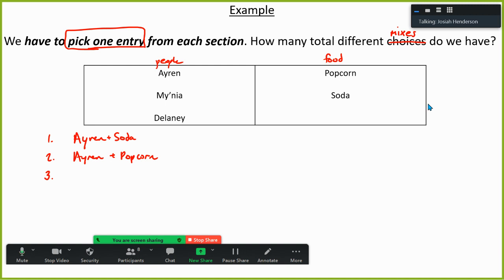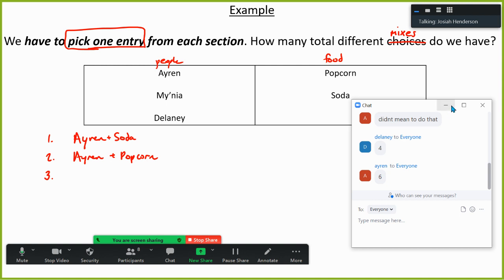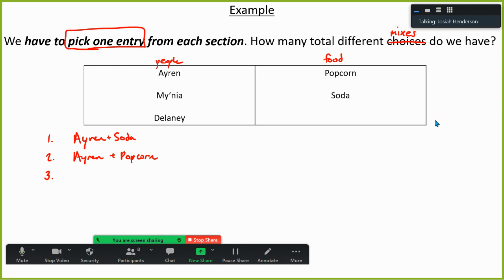I started with a smaller example with 3 items on one side and 2 on the other, so that we would be able to list these out. So let's try to list them all, and then we'll double check that we didn't miss any. Can we do any more mixes using Aaron? Meaning, is there any more that I missed that Aaron could have? Aaron has soda or Aaron has popcorn. Have we exhausted the Aaron list? And Aaron just said 6 total choices. Yes, good. We've exhausted the Aaron list.